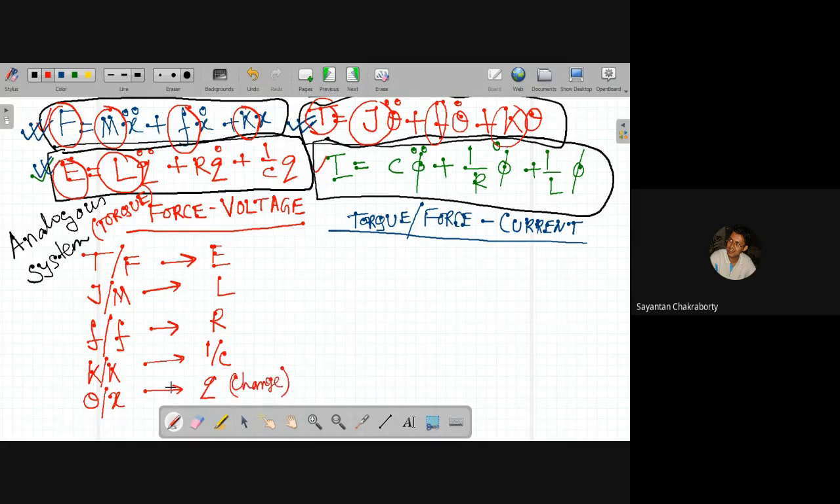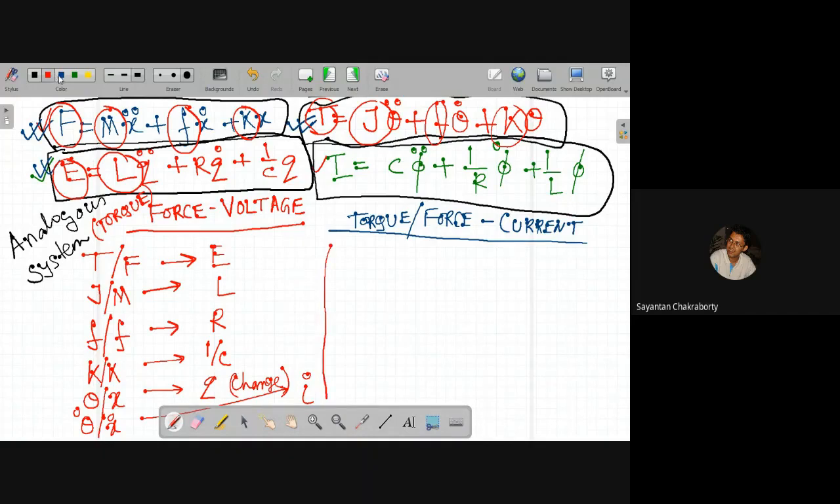Right? And angular velocity or linear velocity will be replaced by current. Right? So this will be your force-voltage analogy. In an RLC circuit, your L value will be the same as the M value, the R value will be the same as the F value, and the capacitor value will be the same as 1 by K. So this will be a series RLC circuit supplied by a voltage source E.